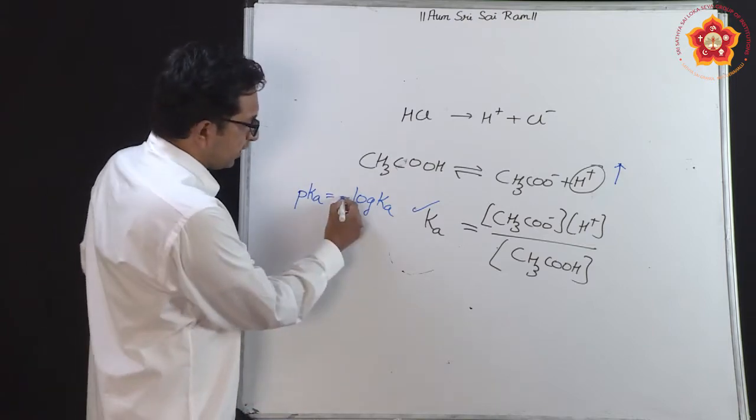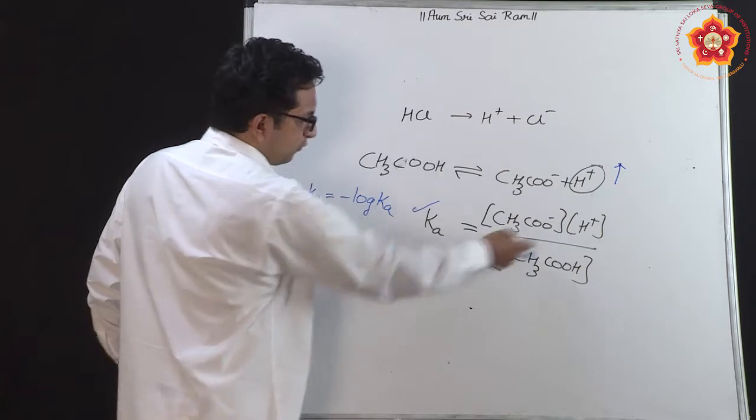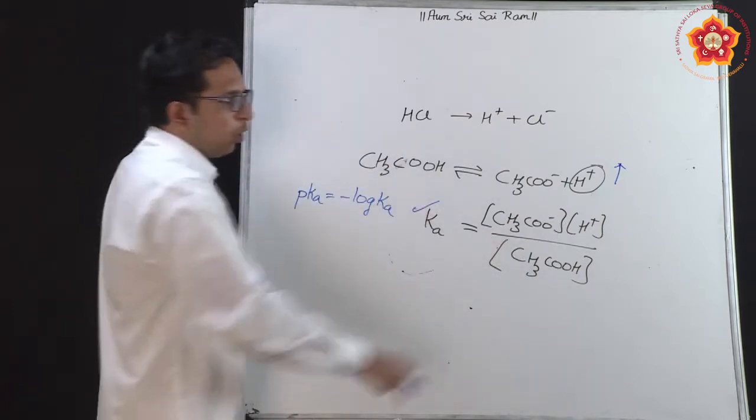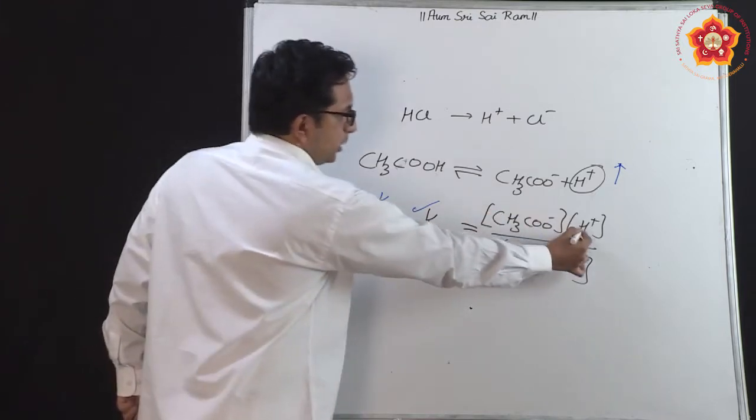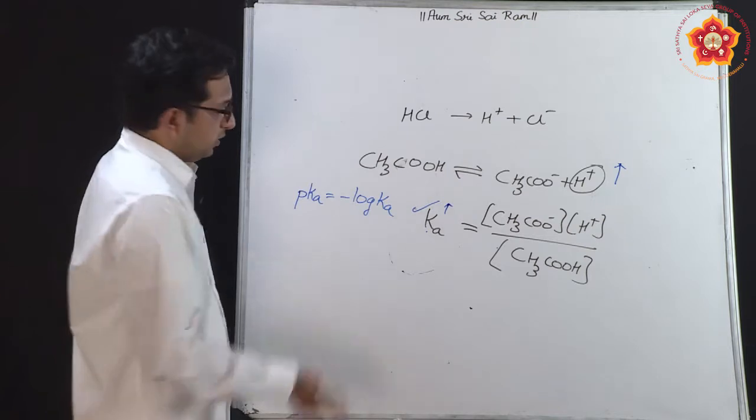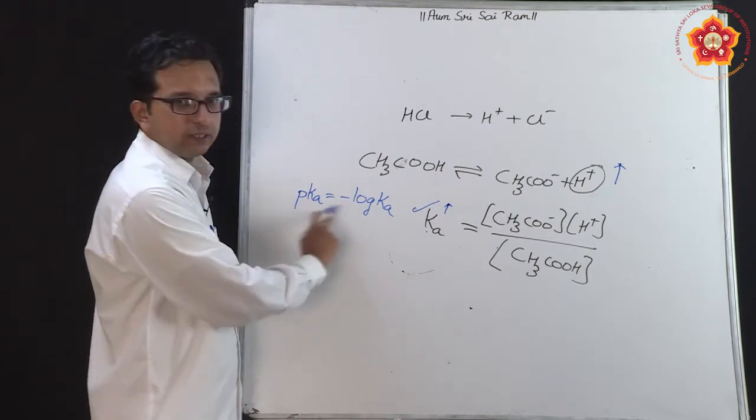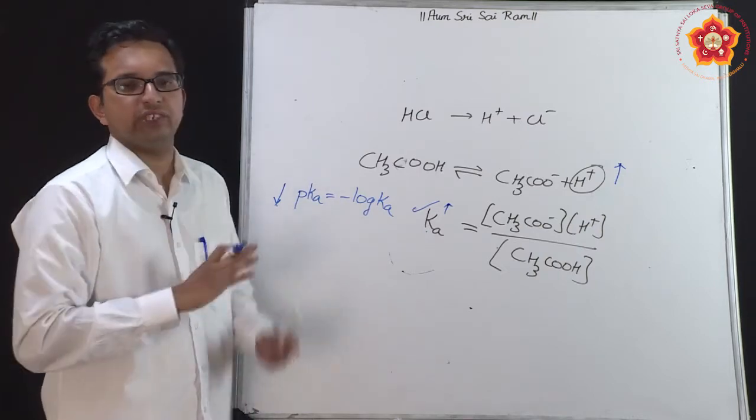Now, since this is a negative logarithm, we have to form a chain of thoughts between these. More H plus indicates more acidity, Ka is directly proportional to H plus, so more Ka indicates more acidity. Since this is a negative logarithm, a lesser pKa value indicates more acidity.